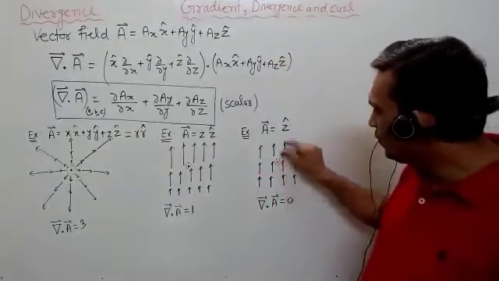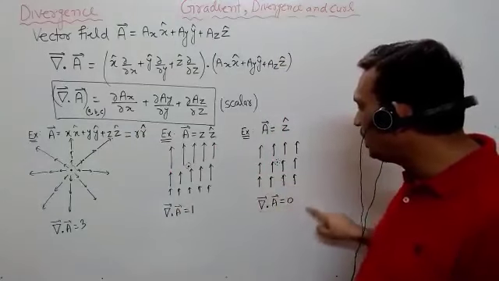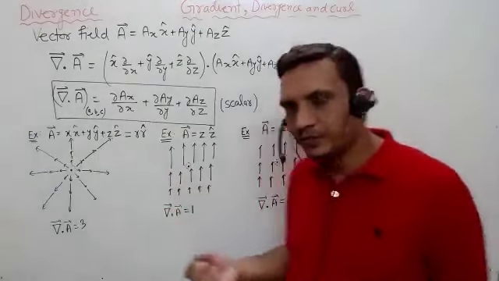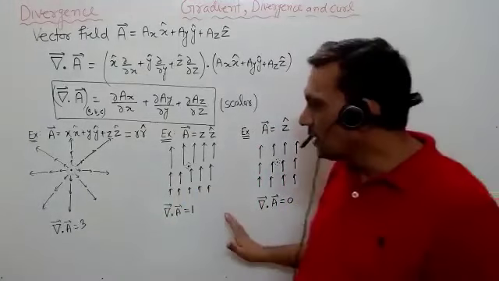In this case, the magnitude is the same. So mathematically, you will get divergence as 0. There will be no divergence around a given point. So that is the reason of 0 divergence. Is it clear?